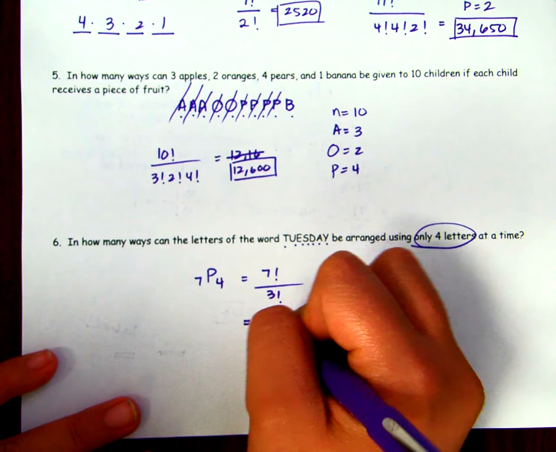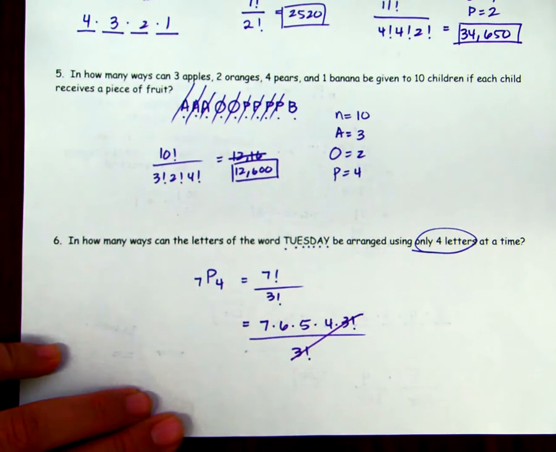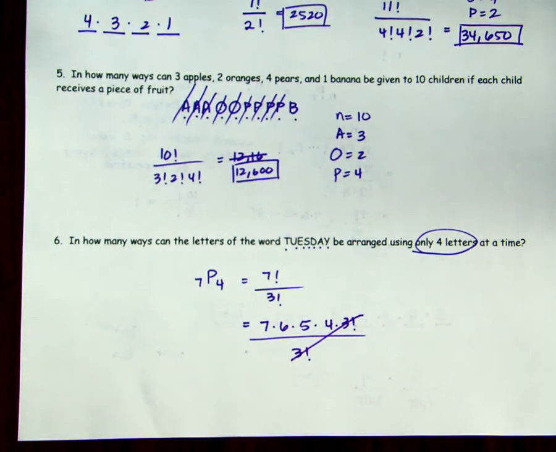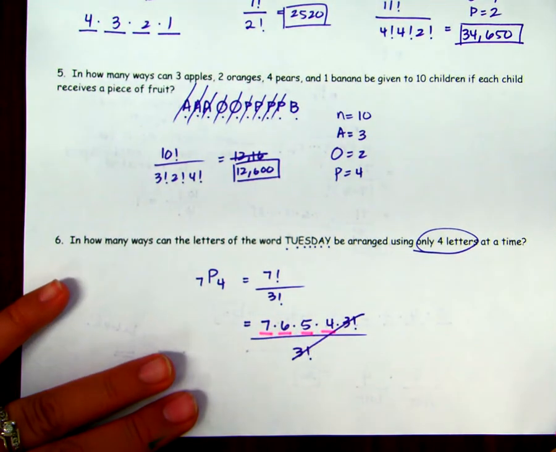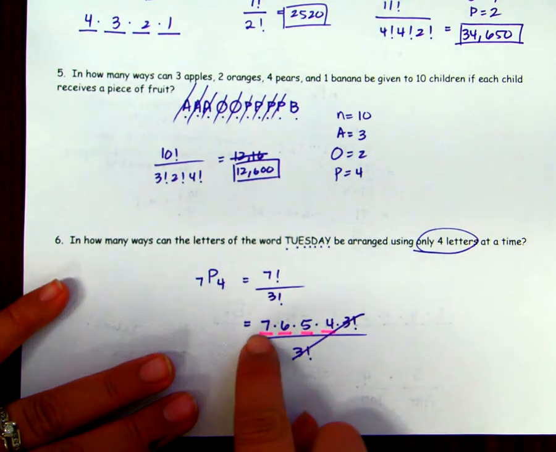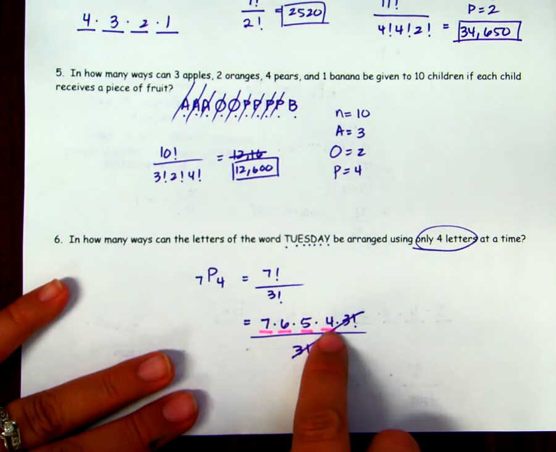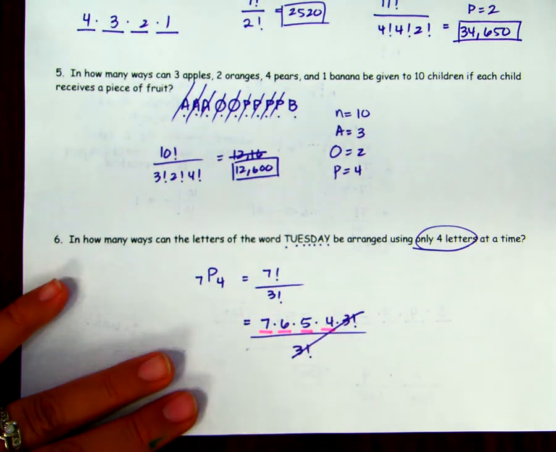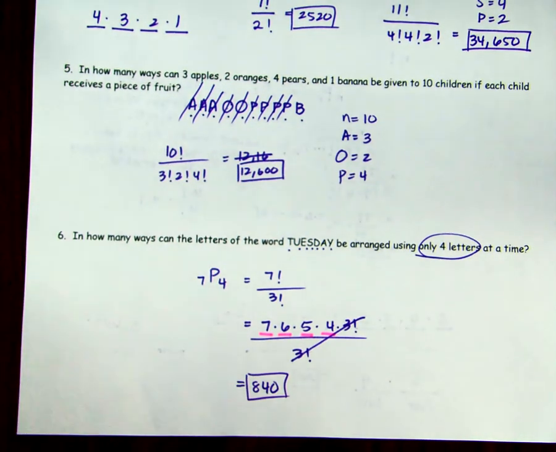This ends up being 7 times 6 times 5 times 4 times 3 factorial over 3 factorial. And once again, this is the same idea as if I had only 4 slots, or creating 4-letter words, where I have 1, 2, 3, 4 slots. For the first letter, I have 7 options. Once I use it, for the next one I have 6, for the next one I have 5, for the next one I have 4, and that's it, because I'm not planning to use all the letters in the word Tuesday. Together, all of these multiply to 840. Okay, make sure that you copy these down and you try with a calculator, and good luck.